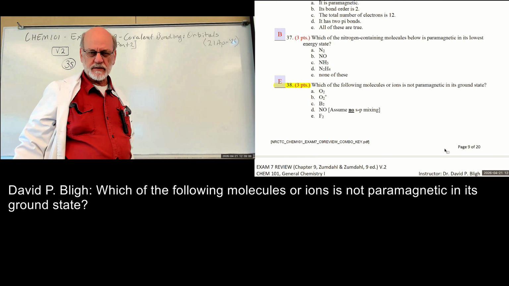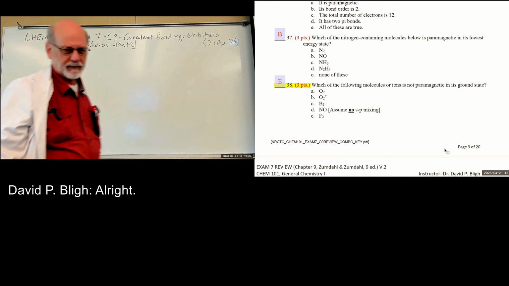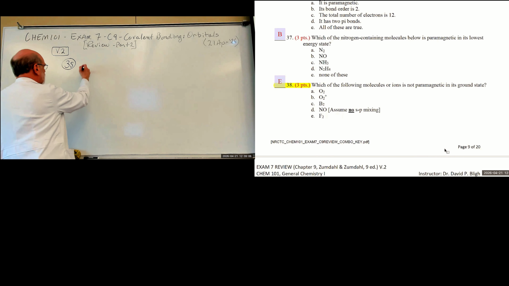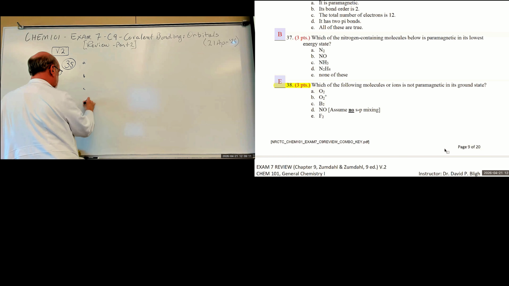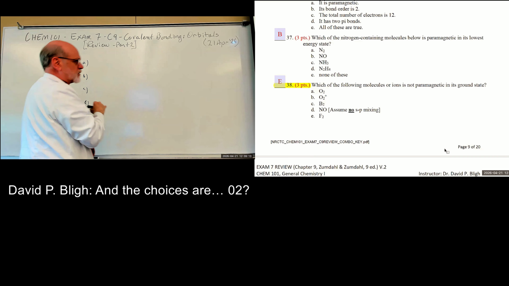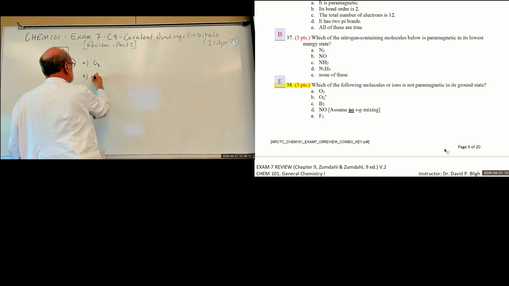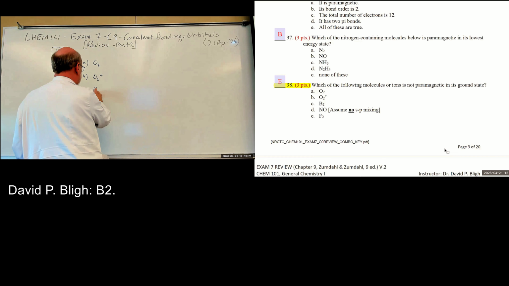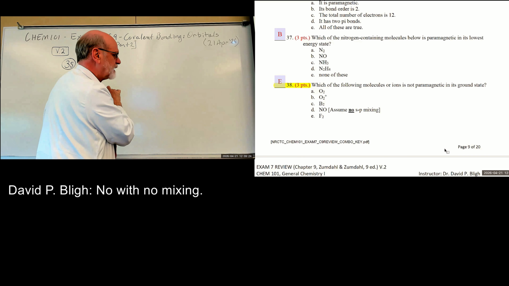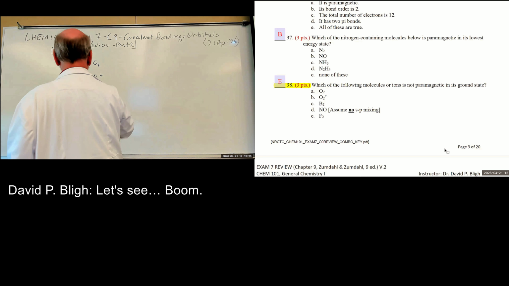Which of the following molecules or ions is not paramagnetic in its ground state? All right. So we have A, B, C, D, E. And the choices are O2, O2 plus, B2, NO with no mixing, and F2. Let's see.